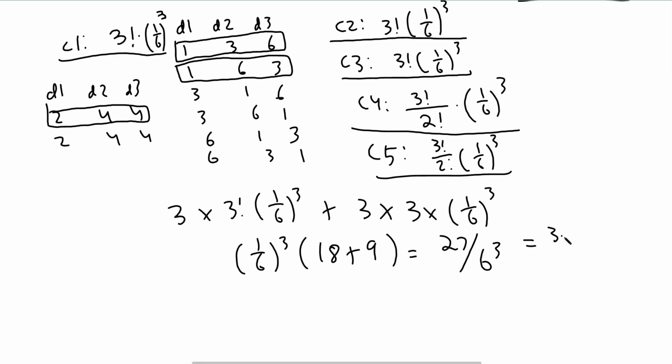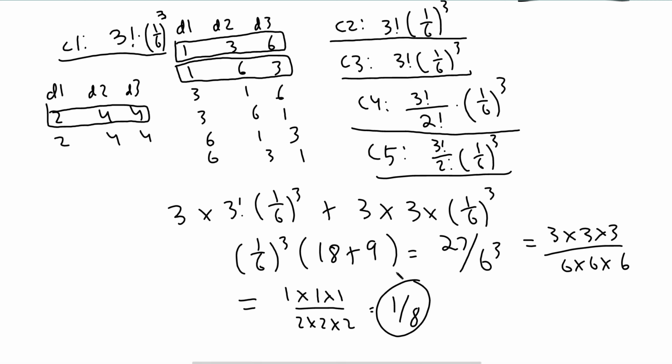Now, 27 is 3 times 9, 3 to the third, so 3 times 3 times 3 divided by 6 times 6 times 6. As you can see, everything cancels by 3, so that's 1 times 1 times 1 over 2 times 2 times 2, which is 1 over 8. So your answer is 1 over 8.